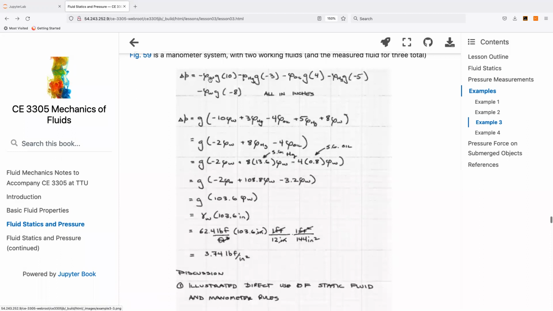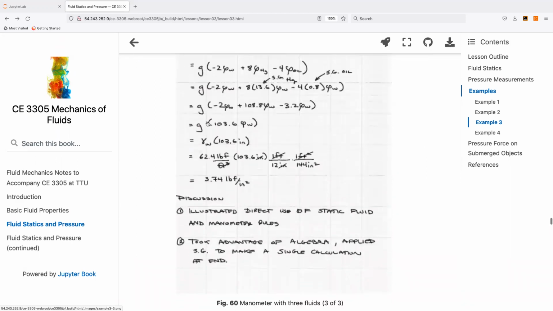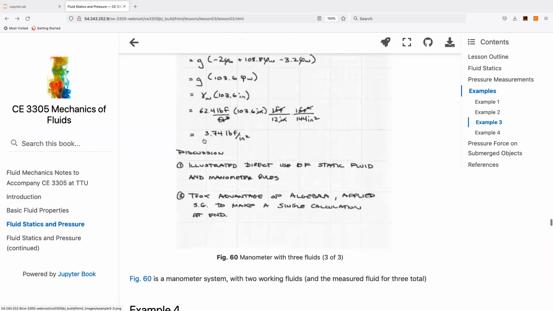And now we will start to put our densities in. So we have water, mercury, oil, water, or mercury, water. Group all of each kind together. So all the waters you group together, all the mercuries group together, all the oils. The pluses and minuses will take care of themselves at this point. And finally, we express everything in terms of the specific weight of water. And we come up with a differential pressure, in this case of 3.7 pounds per inch squared.